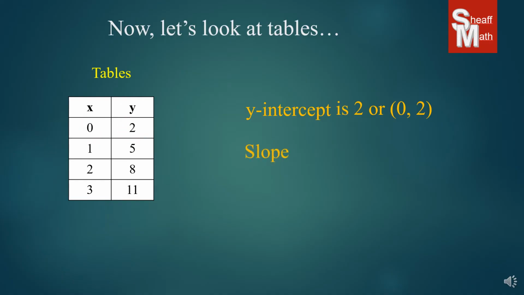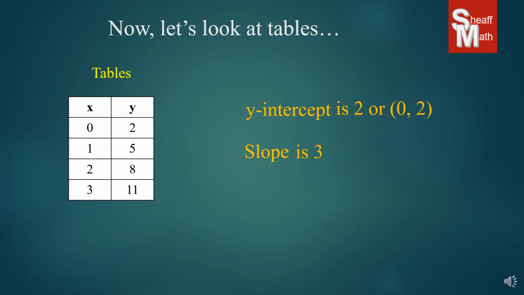Now let's find the slope. Now the first thing we have to look at is, what are the x's going by on the left? And you can see they're going up by 1. This is the perfect situation for us, because whatever the y's are going up by, that is going to be our slope. And they happen to be going up by 3 each time. And 3 is our rise, 1 is our run. And so 3 over 1 equals 3.